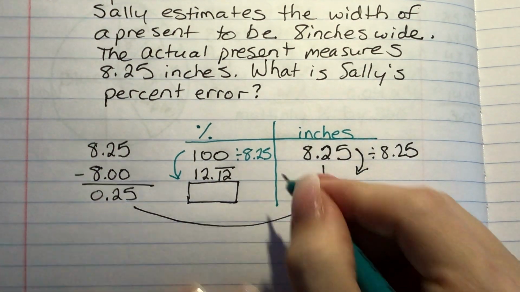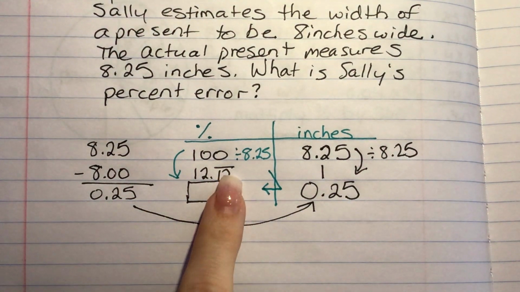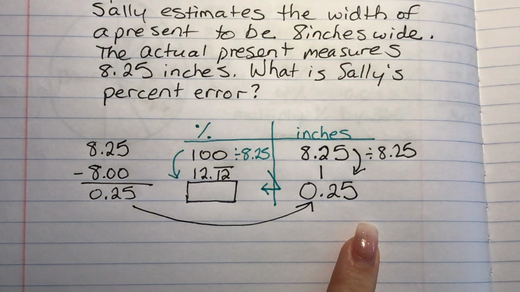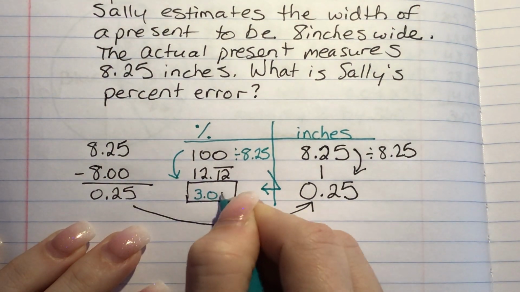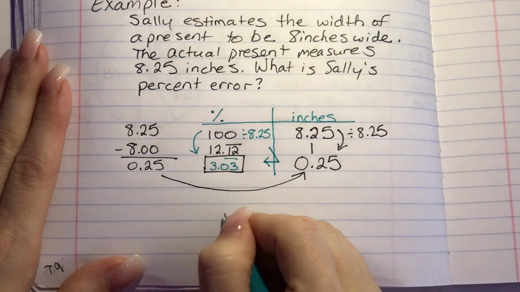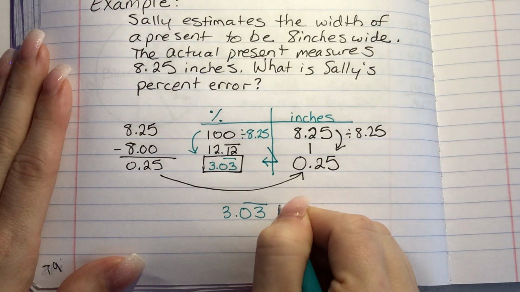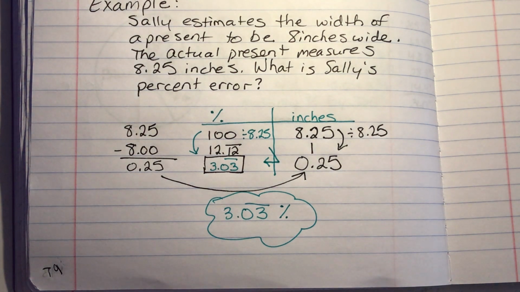So now we do crisscross to get our missing percent error. So leave that in your calculator, and when you multiply by 0.25, we get 3.03 repeating. So our final answer is going to be 3.03%. So not too much of a difference from what we've been doing. The only difference with this is we take the actual and we're subtracting what their guess was to find the difference.